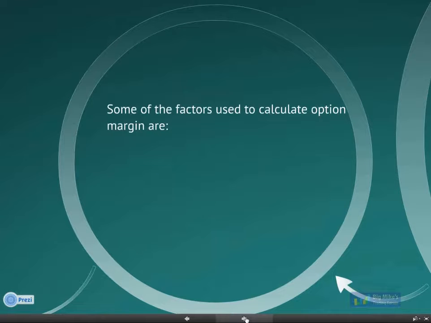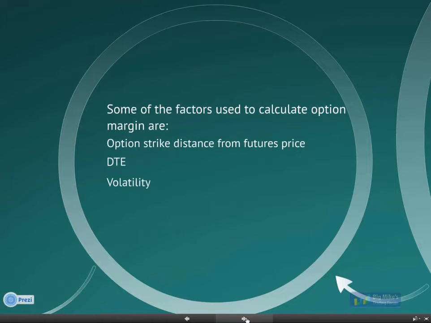Some of the factors used to calculate option margin are the option strike distance from the futures price, which we covered earlier with the hill and the flood diagram. There's also the days till expiration, or DTE. And there's also the volatility. And today was a very prime example of volatility in the natural gas options. They were much higher priced than what you would normally expect for them because of all the volatility that's been in natural gas lately. And there's also broker multiplier.